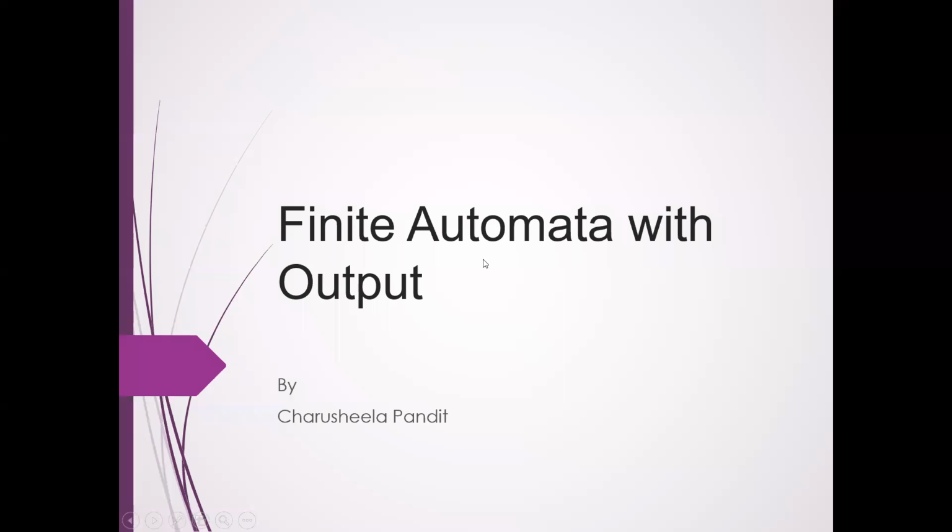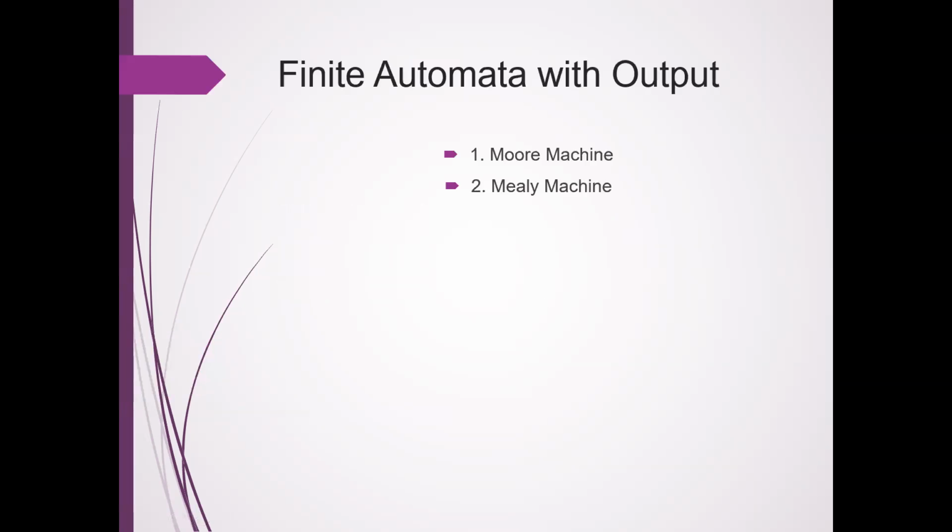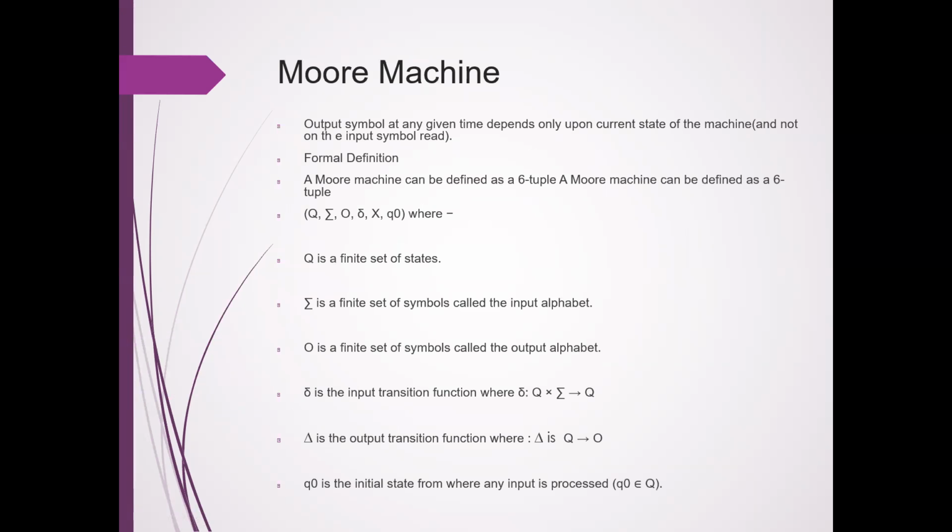Okay, so in this lecture we will be discussing the Moore machine. You know that finite automata with output have two types, the Moore machine and the Mealy machine. This is the formal definition of the Moore machine. It consists of 6 tuples. Here this symbol is nothing but your capital delta, the same thing I have written here.